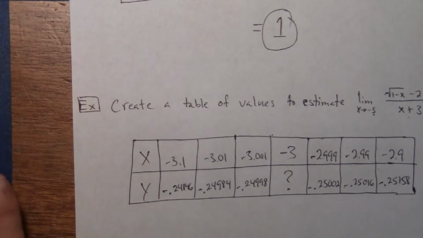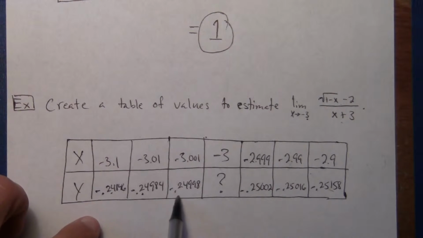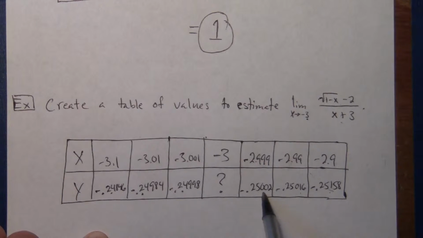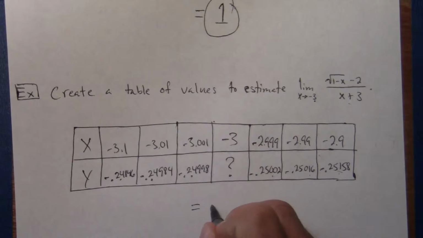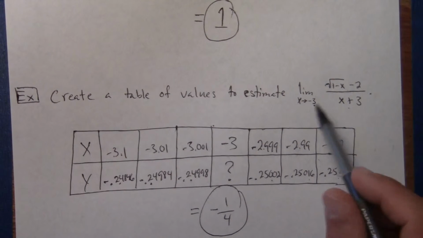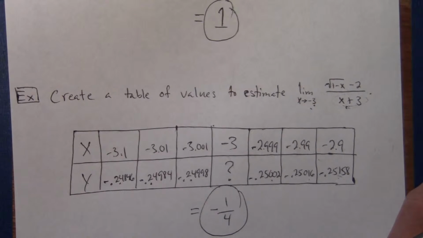Now go ahead and look at your table. When you look at your table, what does it look like it's approaching? Well, from the left, it looks like I'm getting closer to negative 0.25. From the right, I'm also getting closer to negative 0.25. So my answer would be negative 0.25, or I know that that's actually 1/4. So there's what the limit is. Doesn't mean that the y value actually equals negative 1/4. It's just that the y value is approaching it from both sides. More than likely, because I can't plug negative 3 in here because it's going to make the denominator 0, more than likely that means there's a hole there.